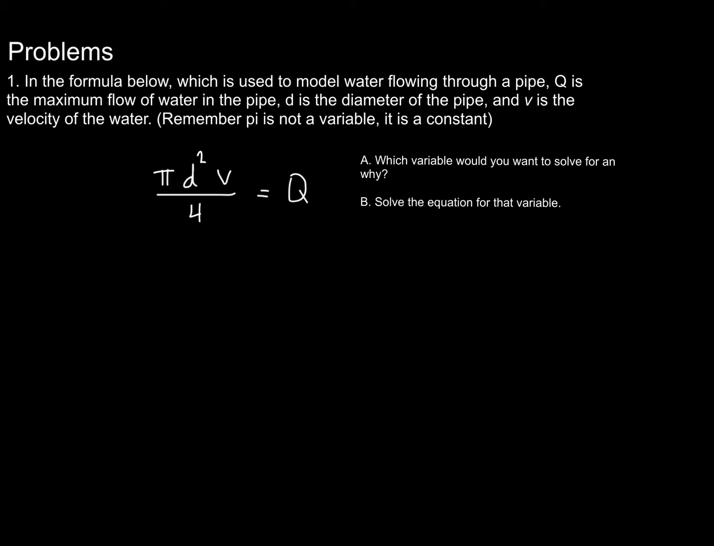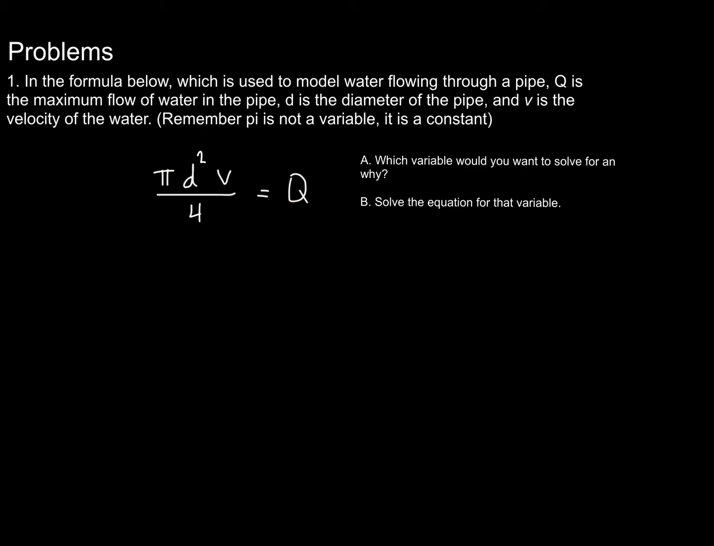How much water can come out of the pipe per second, or flow through any portion of the pipe in a given second. And it obviously depends on the diameter of the pipe and the velocity that the water is traveling. That's why this equation relates the maximum flow to the diameter of the pipe and the velocity that the water is traveling. Okay, so which variable might you want to solve for and why?